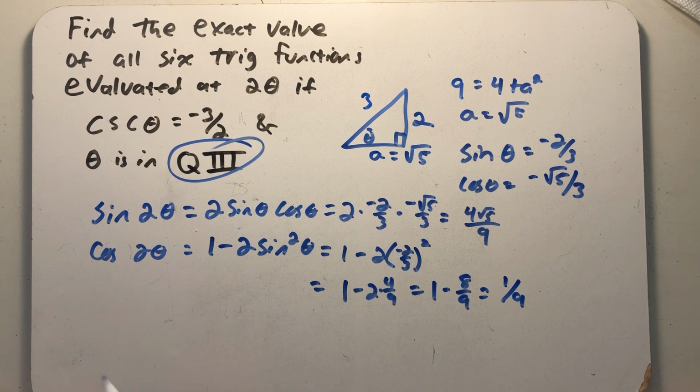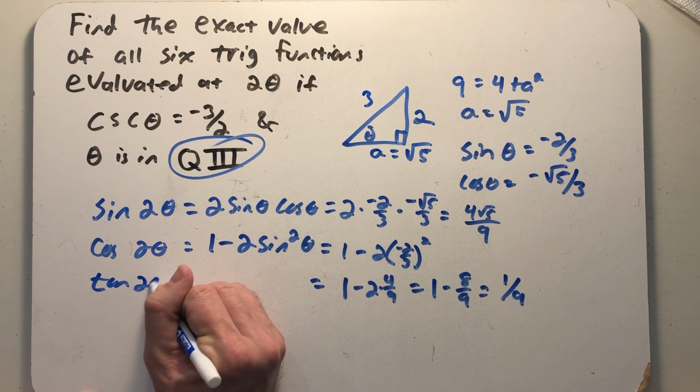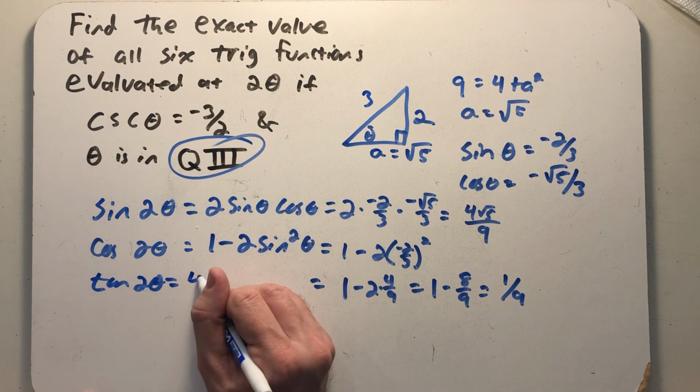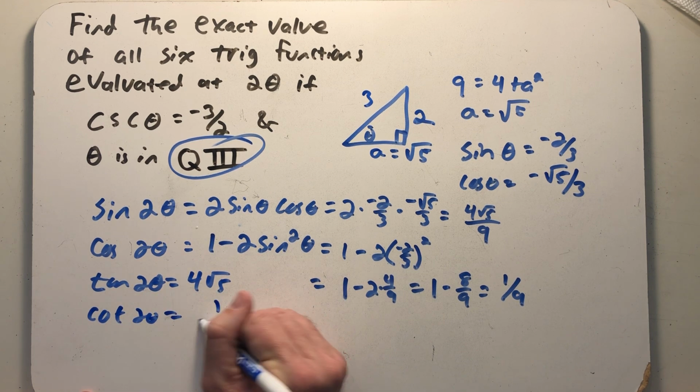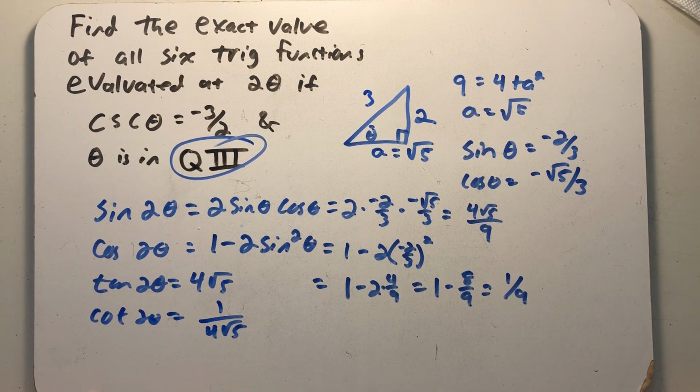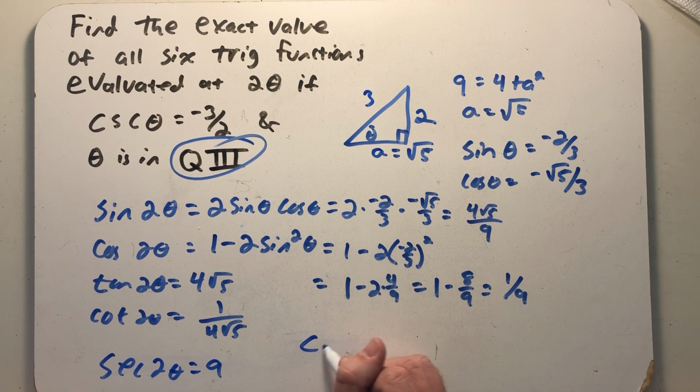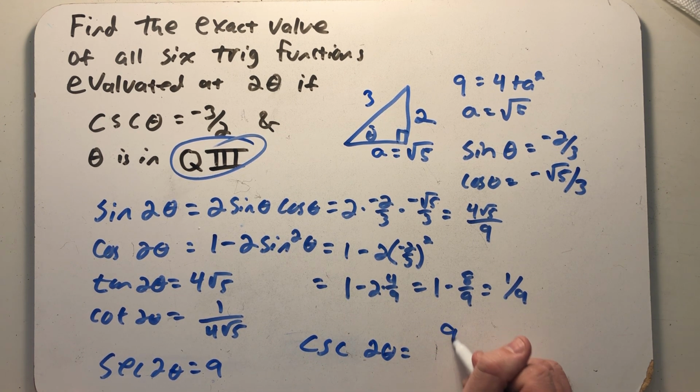Now I'm ready to find the rest of my trig functions evaluated at 2 times theta. So I just need to divide those. I'll get 4 root 5, making cotangent of 2 theta 1 over 4 root 5. Cosecant of 2 theta is going to have to be 9 over 4 root 5. And then secant of 2 theta is equal to 9. And so I found all 6 trig functions evaluated at 2 times theta.